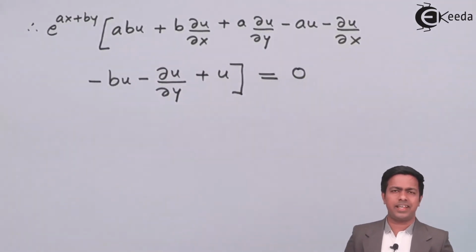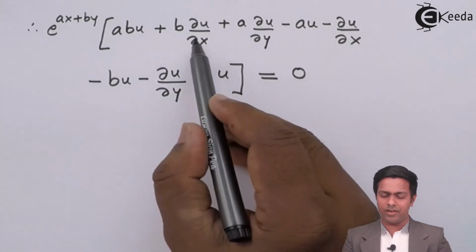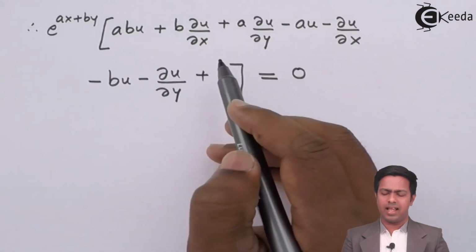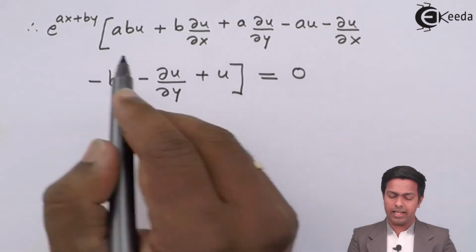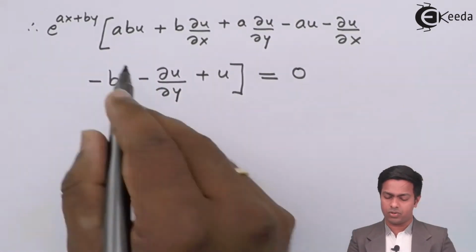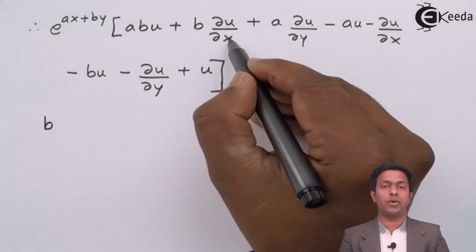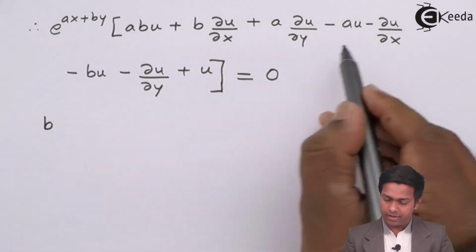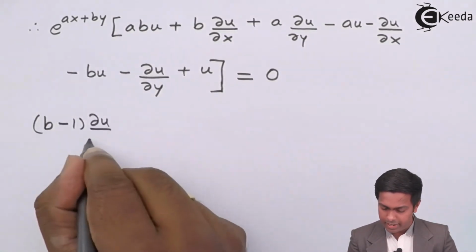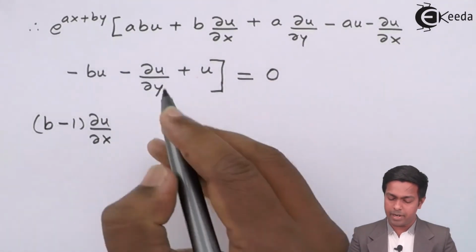Now let's take the similar differential terms together. So we have here del u by del x terms. I'll take it together. Then del u by del y terms together, and remaining terms as it is. And I can shift this e to the power ax plus by on the other side. It will divide here and we'll get 0. So here we'll get b from this del u by del x, and from here minus 1. So b minus 1 into del u by del x. Similarly, from del u by del y we'll get a and minus 1.